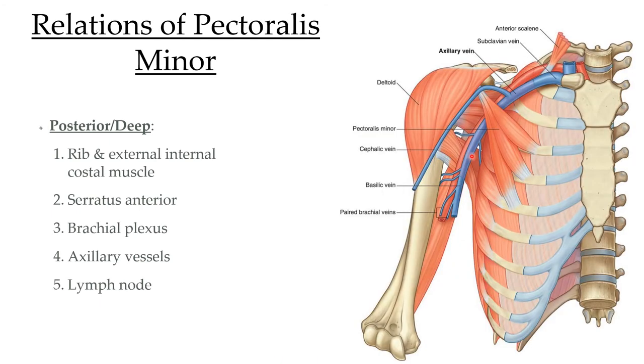This illustration is to show you the axillary vessels, how they are related posteriorly to pectoralis minor. This is pectoralis minor muscle. This is the axillary artery, and the blue colored structure is the axillary vein. Parallel to the axillary artery, we have the brachial plexus.